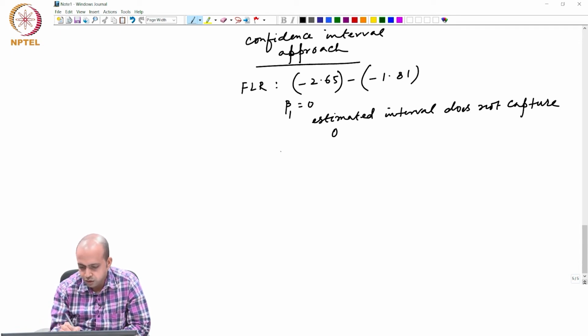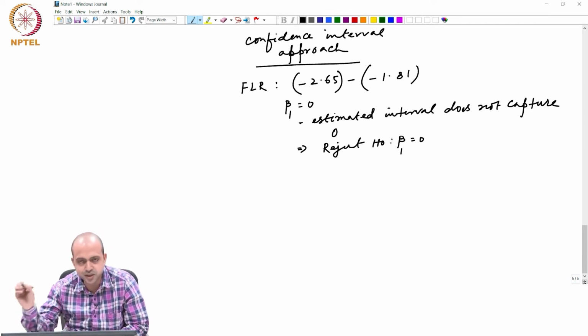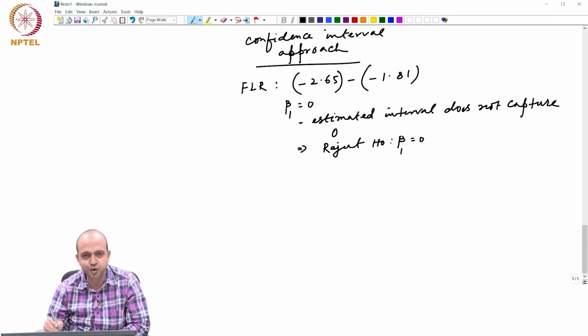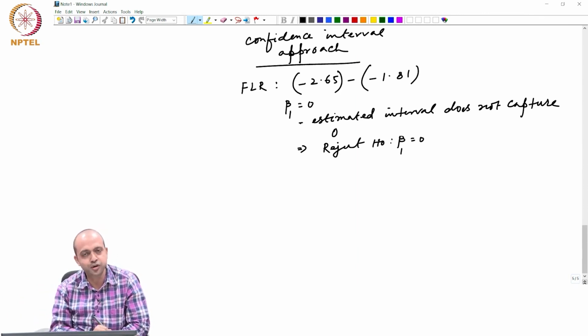Then what is the implication? Reject, since the interval fails to capture the hypothesized value of the population parameter. So, reject H naught, which is beta 1 equals 0. That means when we reject this, we will say that beta 1 is actually significantly different from 0. So, FLR has significant impact on child mortality rate.